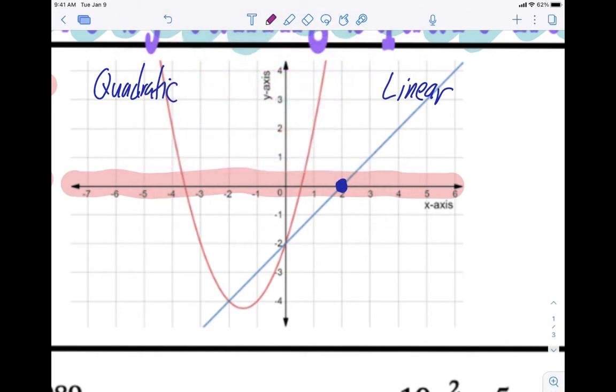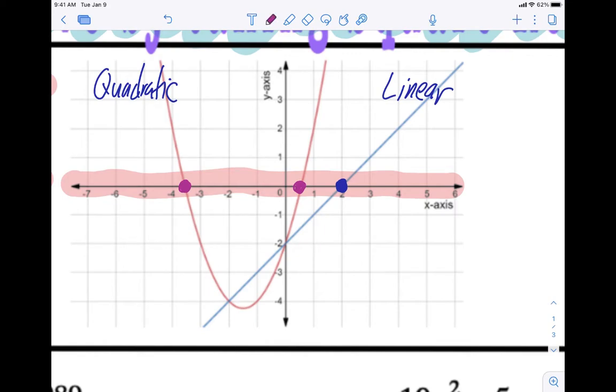Now, for the quadratic, check it out. Because it's like a U, right? It touches the x-axis. Excuse me. Have I been saying y? It's x. It touches the x-axis 2 times. Look, check it out. 1 and 2. All right. So the quadratic touches the x-axis twice.